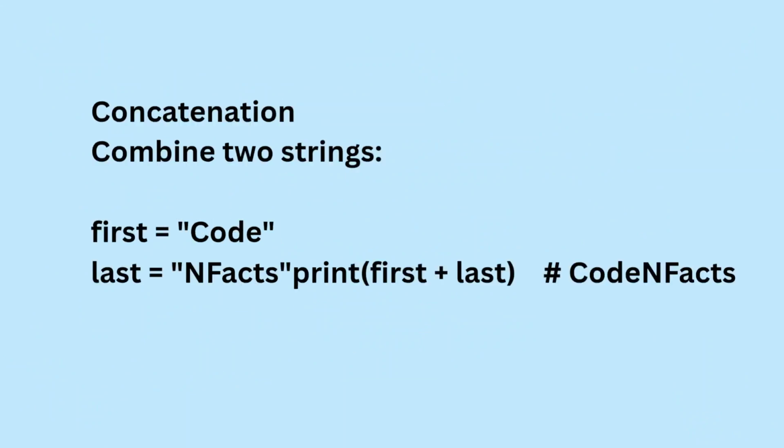First one is concatenation. Concatenation means combining two strings. Here first is the string code inside double quotes, and last is another variable, that is nfacts inside double quotes, meaning it is a string, and we have to print first plus last. So it will concatenate, meaning it will add code plus nfacts, that means code and facts.